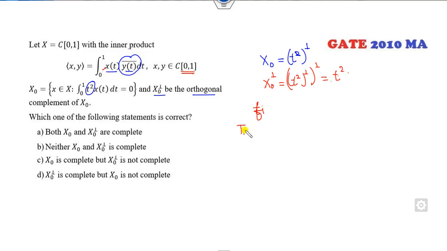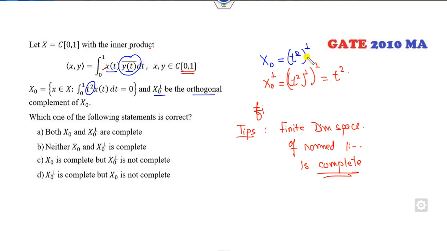So what is the tip or remark always for you? Whenever you have a finite dimension space, over this you can say the inner product space is always complete. We all know the finite dimension space is complete. So x naught is a vector of the t square, which is over the domain 0 to 1. This is a finite dimension. X naught complement is again a t square, which is a part of 0, 1, and is also complete. So both are complete, the rest of the options are cancelled.